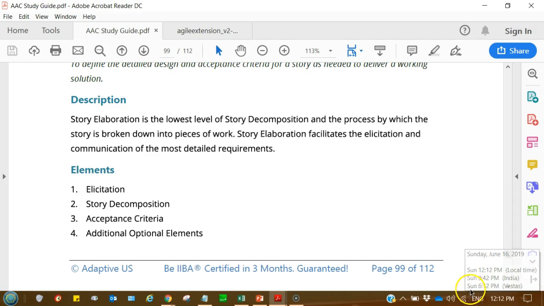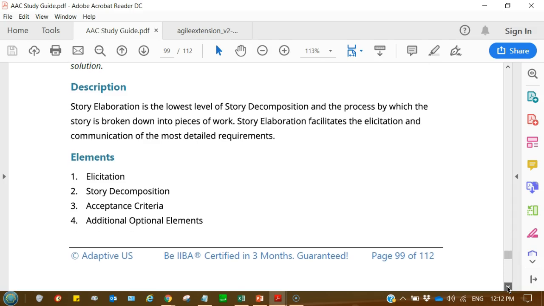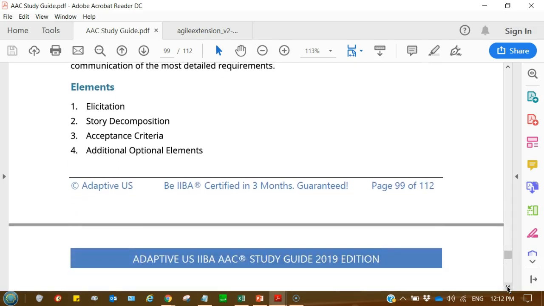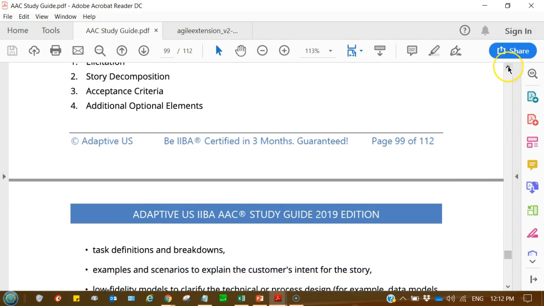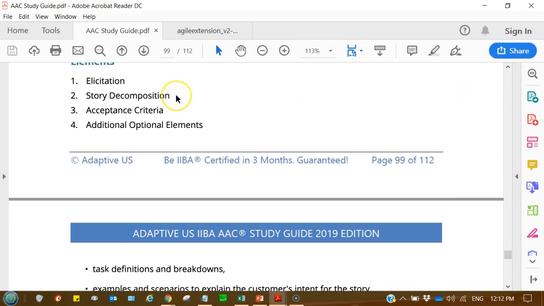This is where your most detailed requirements come out, in story elaboration. And it really says that story decomposition is a part of story elaboration, that it's a necessary element.